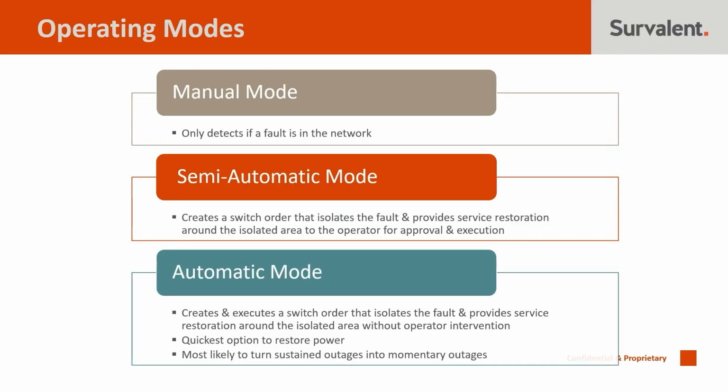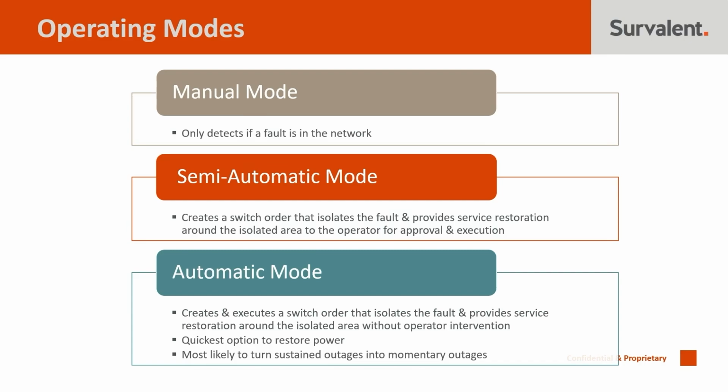FLISR also comes with different modes. We'll just focus on the two modes here, which are the semi-automatic mode and automatic mode. In the semi-automatic mode, once FLISR is triggered, it will create a switch order that will isolate the fault and provide service restoration around the isolated area to the operator for approval and execution. So instead of FLISR automatically doing that, you need to check the switch order before implementing it. There's still intervention of operators.